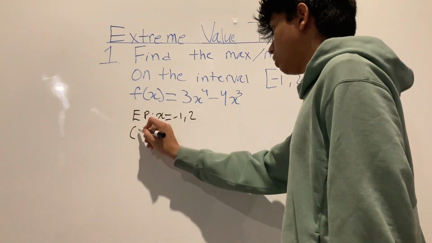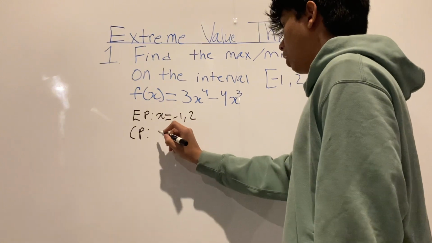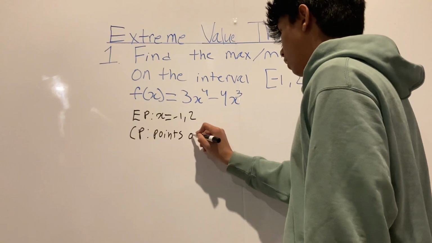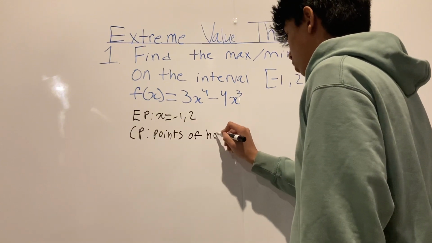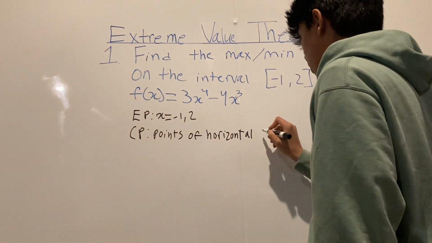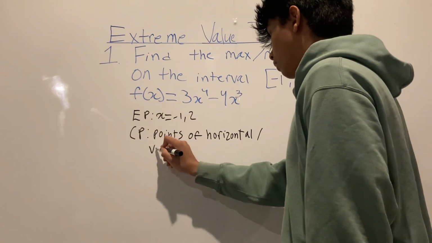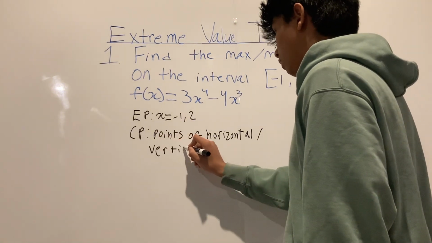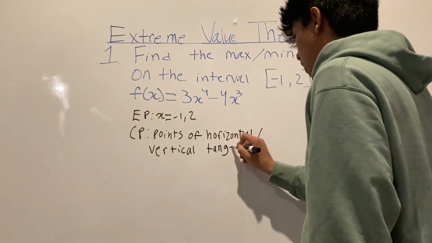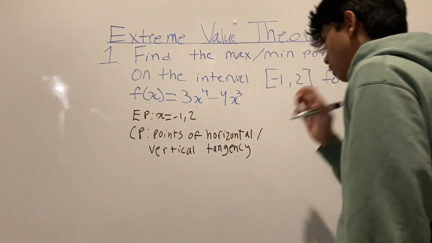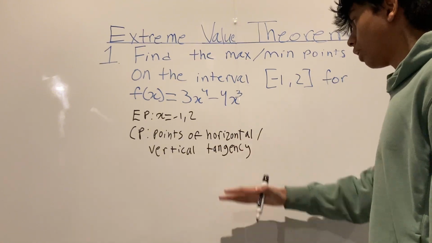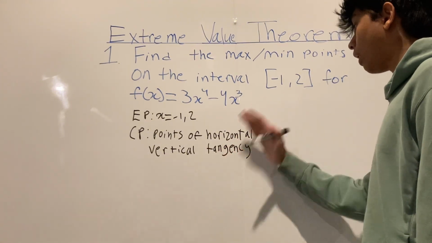And critical points are points of horizontal or vertical tangency. And what that basically means is the slope at the point is either 0 for horizontal or undefined for vertical.